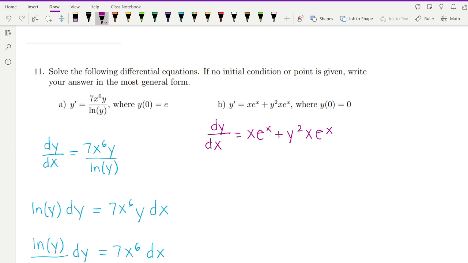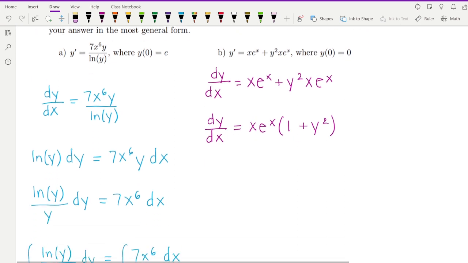So in order to make use of multiplication and division, we need to first start by factoring something out on the right-hand side. So what can we factor out from everything on the right-hand side? Well, they all have a common factor of x times e to the x. So if we factor that out, we're left with 1 plus y squared. So why is this useful? Well, now this will allow us to divide both sides by 1 plus y squared, and that will separate the x's and the y's without us having to use addition or subtraction.